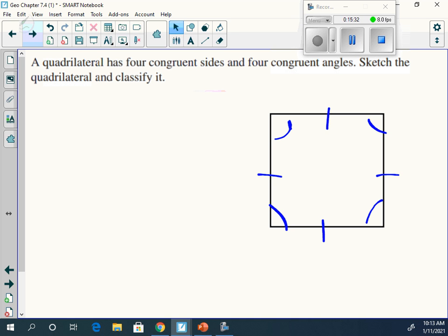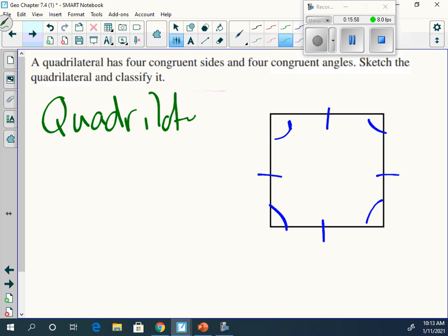So let's start out by classifying it by any name. What is the most general term we could use for this here? Well, it would be a polygon if we really wanted to get really general, because a polygon is any closed figure. But how many sides do we have? 4, so we know this is at least a quadrilateral, because it has 4 sides. That's it.